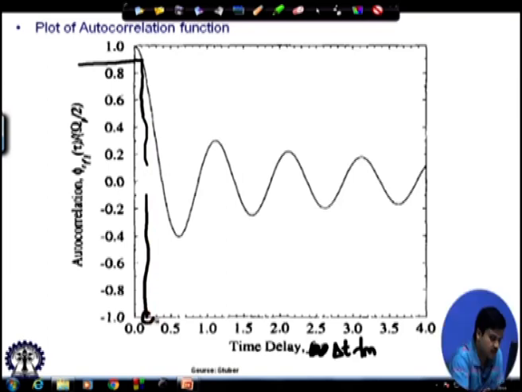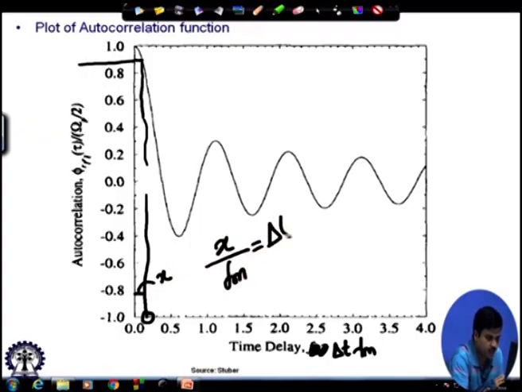Once I have read this off, I know this is x, let us say. So, I would take x divided by FM to give me delta t. This delta t, corresponding to this value, would give me delta t at 0.9.